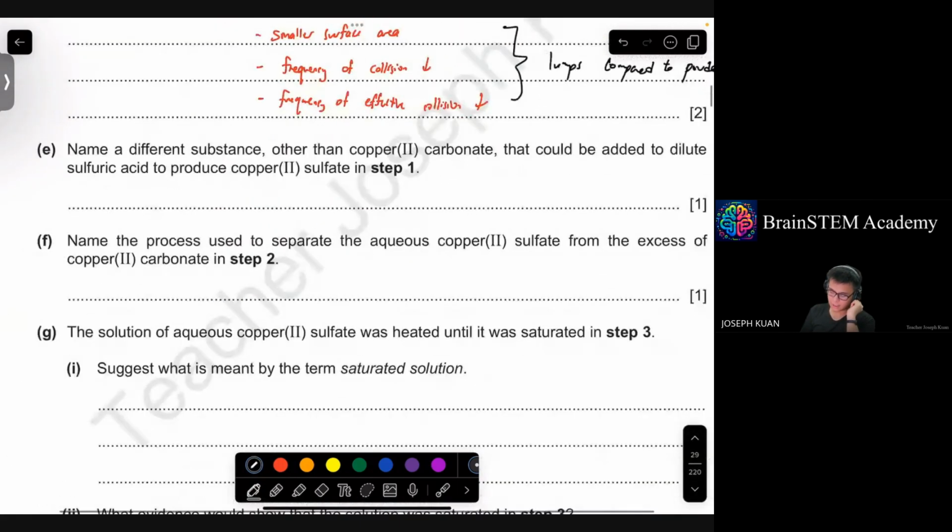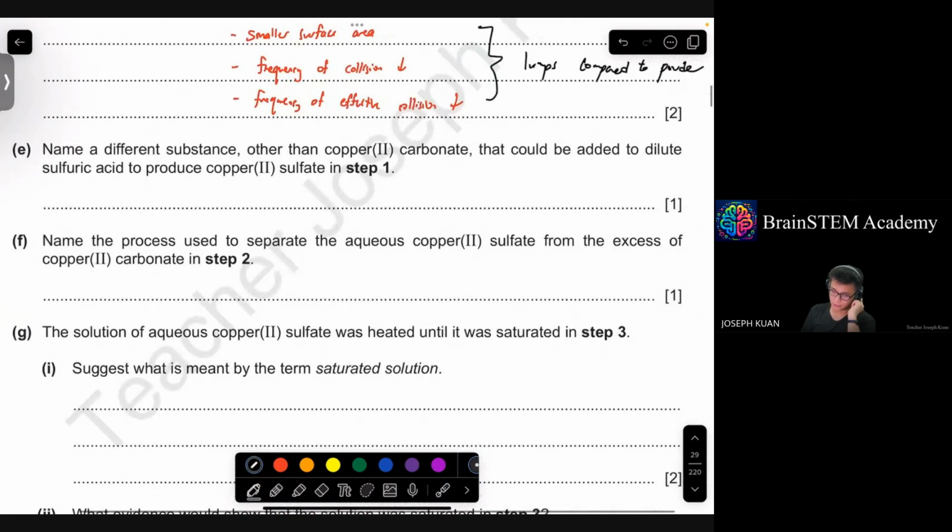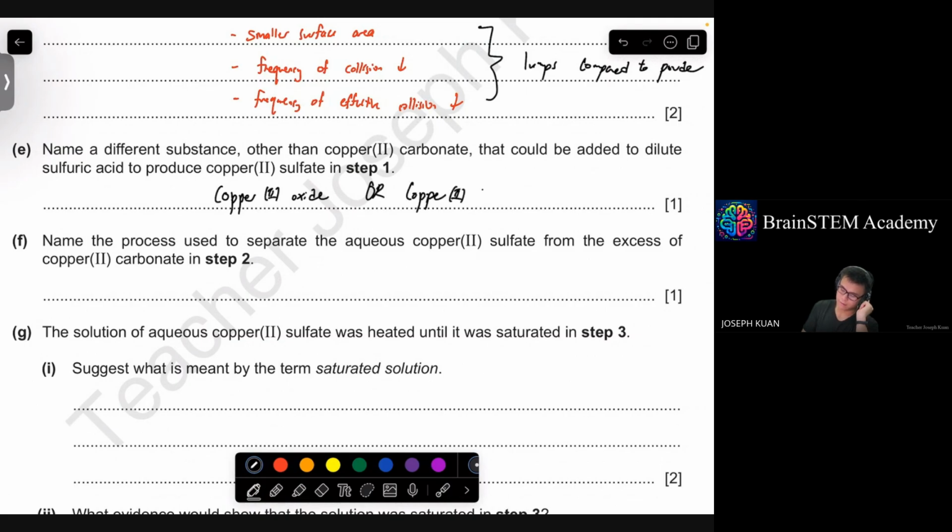Name a different substance other than copper 2 carbonate that could be added to dilute sulfuric acid to produce copper 2 sulfate in step 1. Right, we can't just use copper because copper doesn't react with acid. So we have to use, for example, copper 2 oxide. Or we can just use copper 2 hydroxide, which essentially both of these are bases. Bases react with acid. Normal copper is just too unreactive to react with acid.